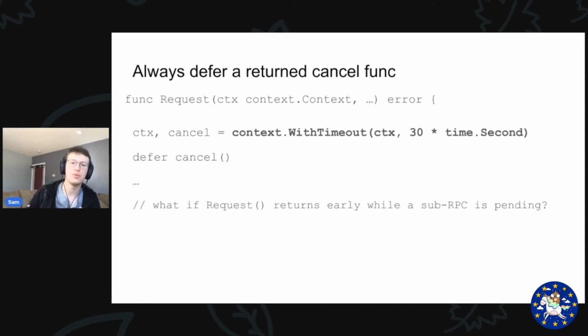Why? Well, typically when you make a new context, you're making a bunch of sub requests, and what if this request returns early while a sub RPC is pending? Deferring cancel means that if we error out early, at least we will call cancel and let all of our sub requests know that we returned early. Oops, you can stop working, free up your resources. It's just kind of good code health.